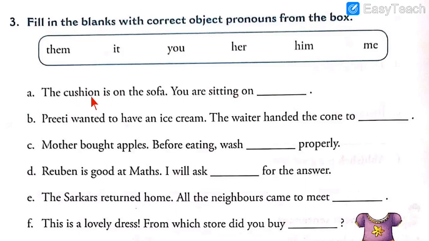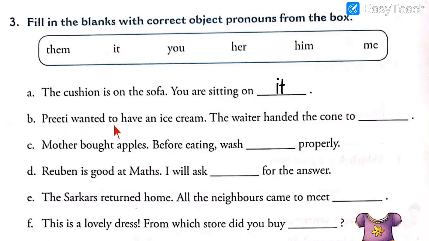On sofa you have cushion. On cushion you can also sleep at night. You put your head on it. It is a very soft thing made of cotton. So that is a non-living thing. So for that we use it. So answer number 1 is it. The cushion is on the sofa. You are sitting on it.